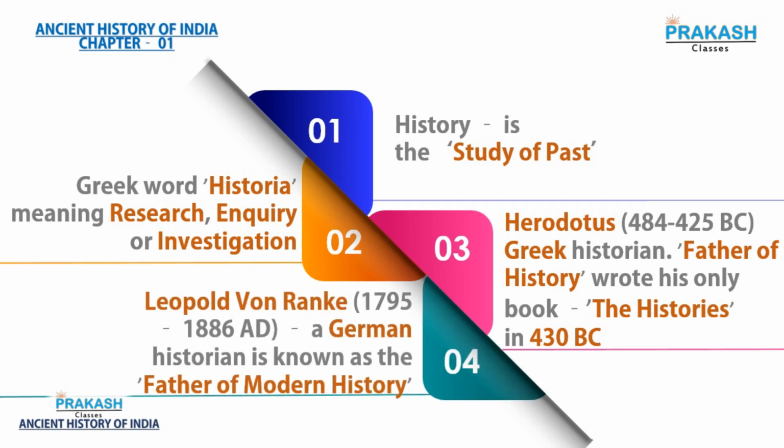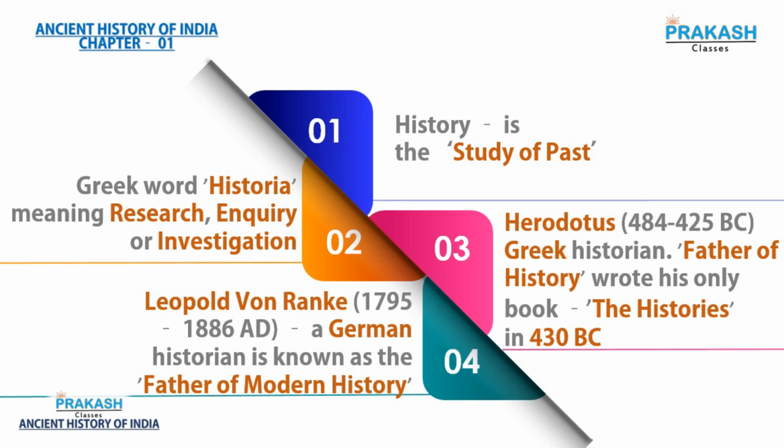Leopold von Ranke is called the father of modern history. His period extends from 1795 AD to 1886 AD. He was a German historian. Students, here we have to keep in mind that the father of history was Herodotus and the father of modern history was Leopold von Ranke. Please do not confuse between these two names.